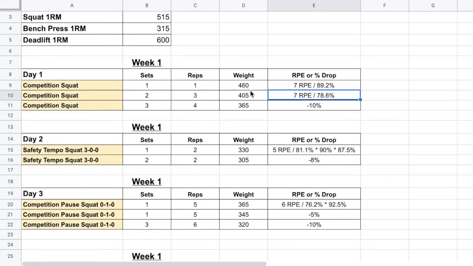And then that top set, just like we had before, is programmed at 7 RPE or 78.6%, with a 10% drop from there. Day 2 is our tertiary day. Very, very easy, low intensity day. Should induce very, very little fatigue.